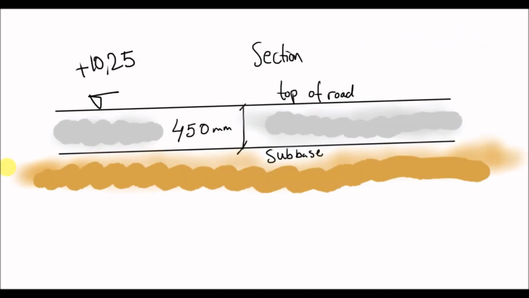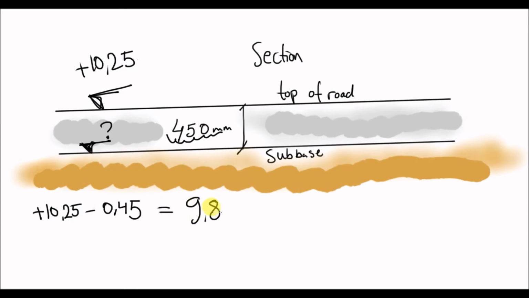Here's an example for a road. The top of road on this particular spot is, say, plus 10.25, and the road build-up is 450 mil. What would the sub-base level be on this spot? Well, you take the spot height on top of road, plus 10.25, and subtract 0.45 meters. That is 45 centimeters or 450 millimeters. If you punch that in your calculator or do some mental calculations, that's 9.8 meters.